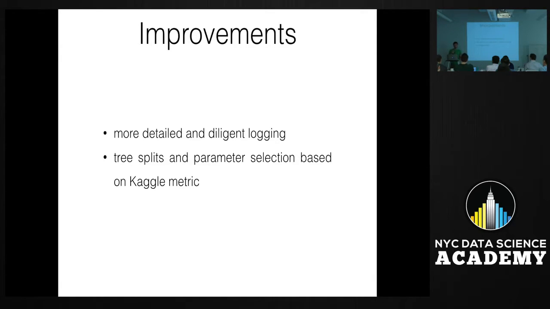But that's not what we're being scored on for Kaggle. What we're being scored on for Kaggle is the Kaggle metric. So we were thinking it would be interesting to program a tree which greedily splits on the Kaggle metric instead of RSS reduction, and selects parameters based on that. It seems like a more targeted approach. We haven't done that. And then finally, to use something like Spark to do some parallel processing and hopefully search more parameters, because that is usually a good idea.